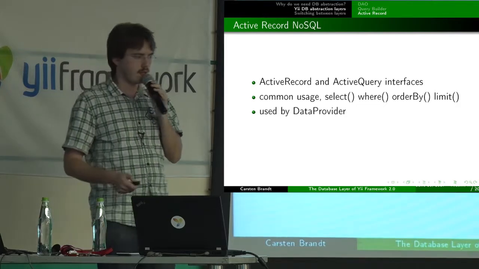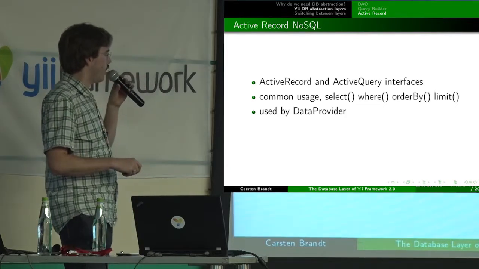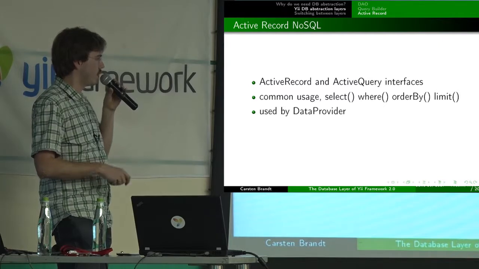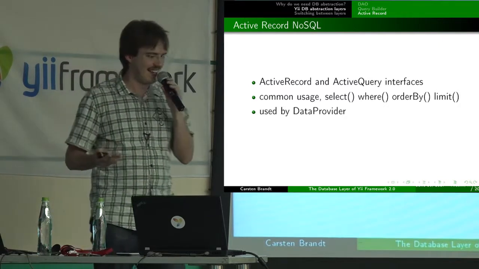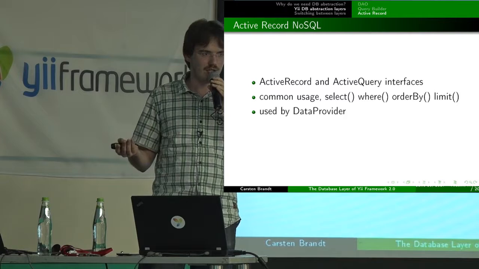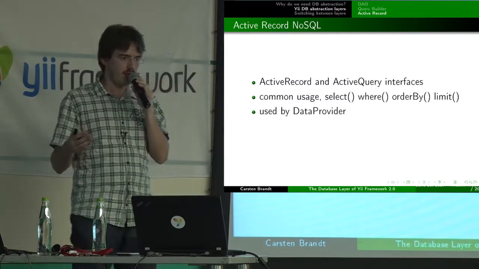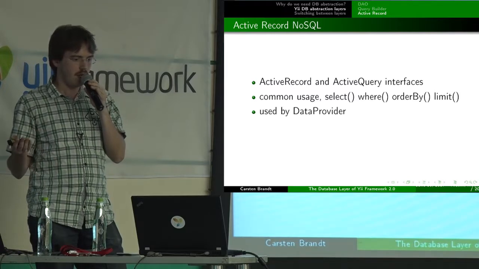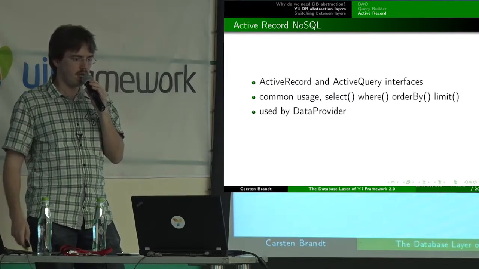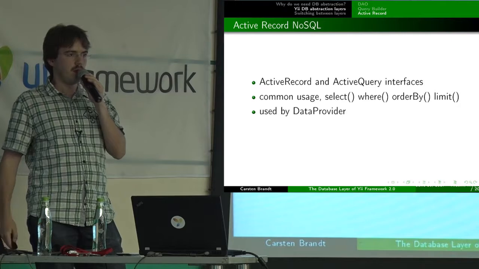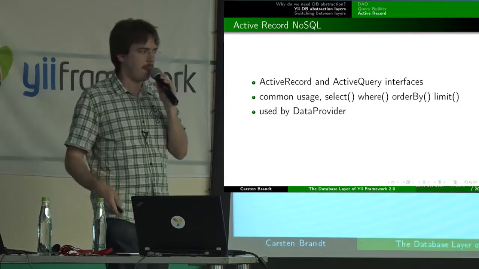Because select is for which columns we want to have, where is the filtering, order by is, of course, ordering, and limit is pagination. So if we can implement this interface on a NoSQL database, it's possible to have an ActiveRecord layer that can be used by a data provider and present data in a grid view, for example.